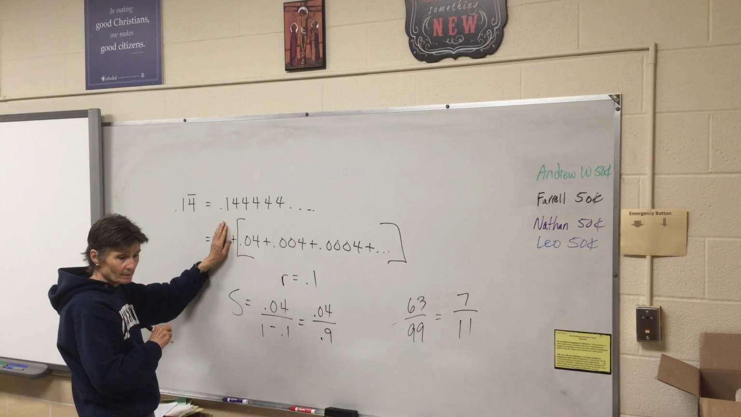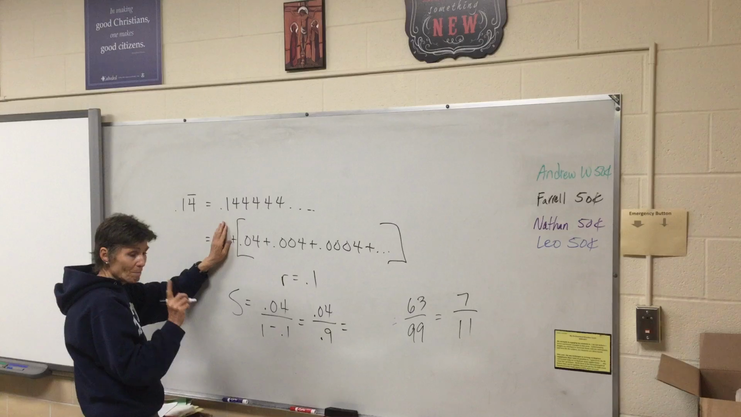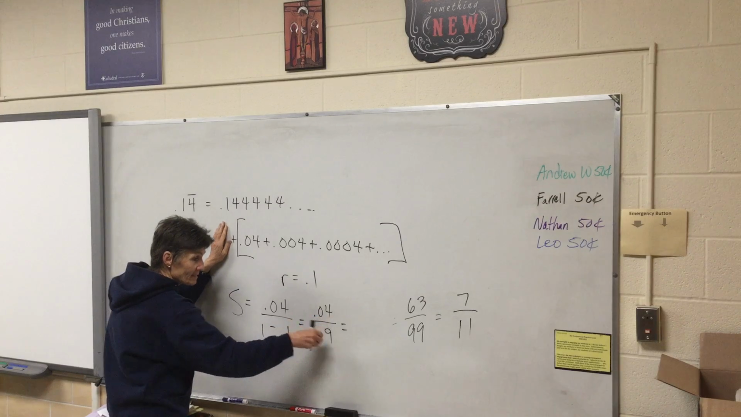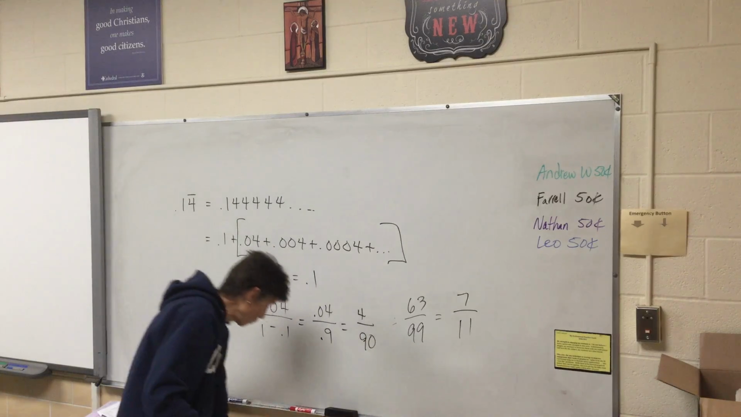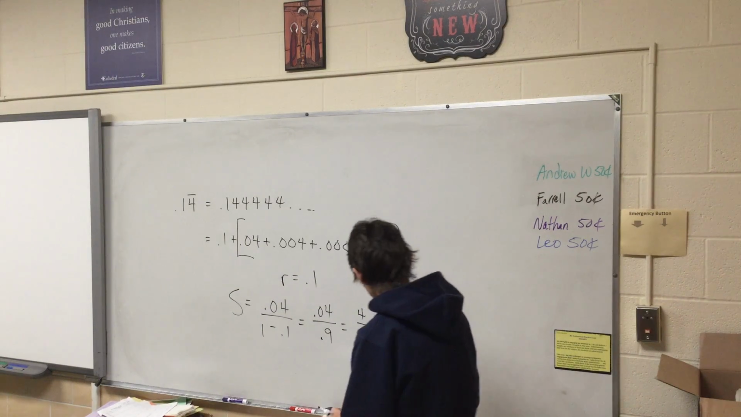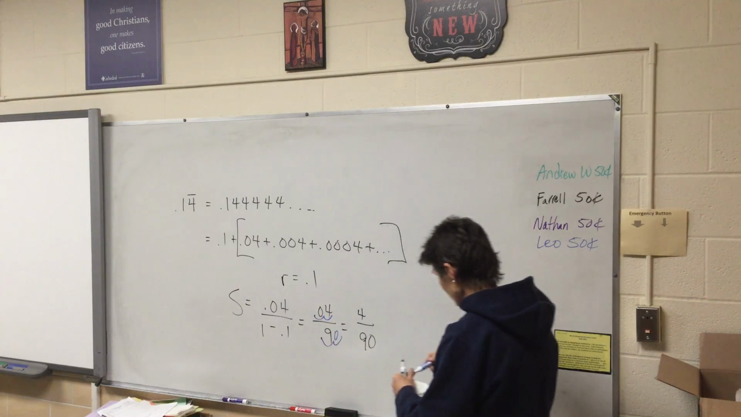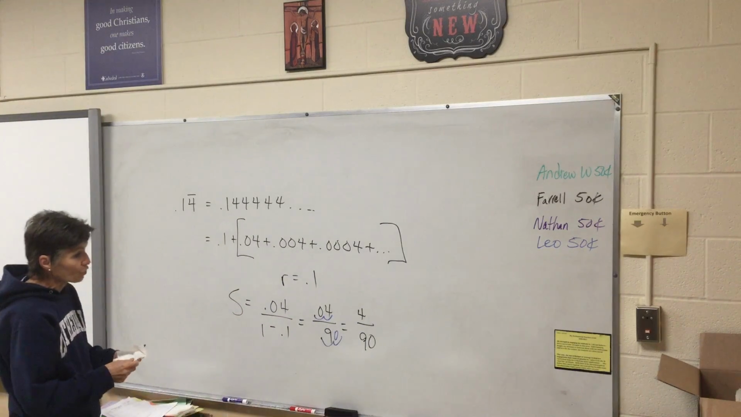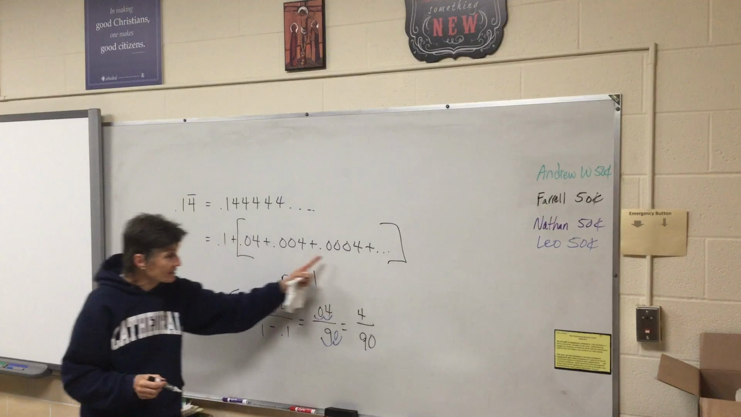Now, gang, you got to get rid of those decimal places, which means I'm going to have to move 2 places. But when I move 2 places on the top, I have to move 2 places on the bottom, so I'm going to get 4 over 90. Two places, move it on the top, move it on the bottom. 4 over 90. Don't reduce that just yet. I know it reduces. Don't reduce it just yet. Because that 4 over 90 is the bracket.